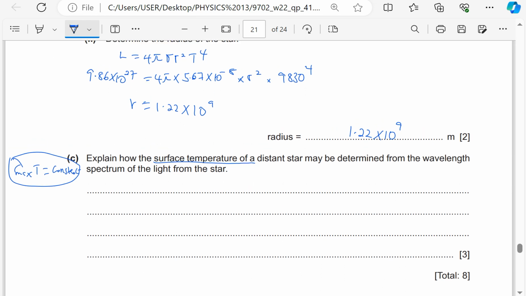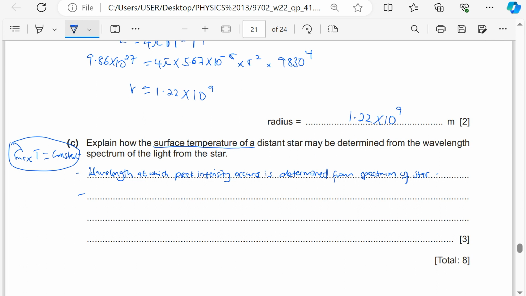I'll simply say the wavelength at which peak or maximum intensity occurs is determined by looking at the spectrum of the star. Then we should also find the wavelength at which peak intensity occurs for an object or a galaxy of known temperature, or for any star of known temperature, which is going to be called the standard candle.